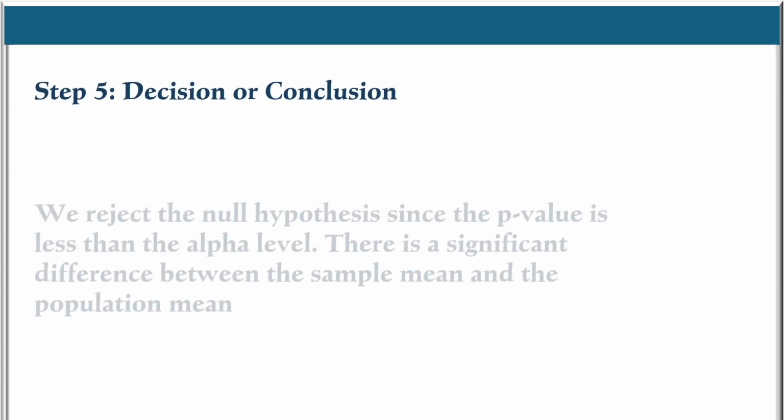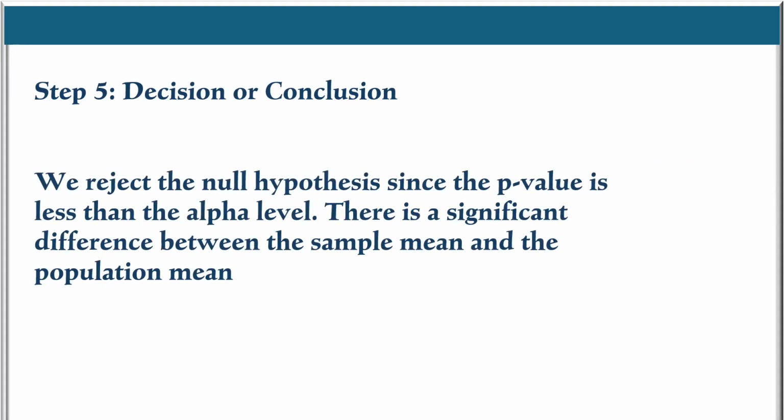So the fifth step is the conclusion. We've already concluded: we reject the null hypothesis because the p-value is less than the alpha level. And we can see there's a significant difference between the sample mean and the population mean.